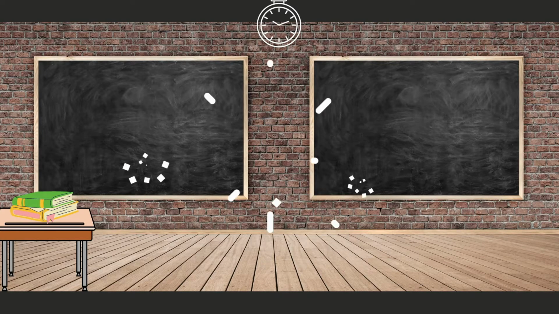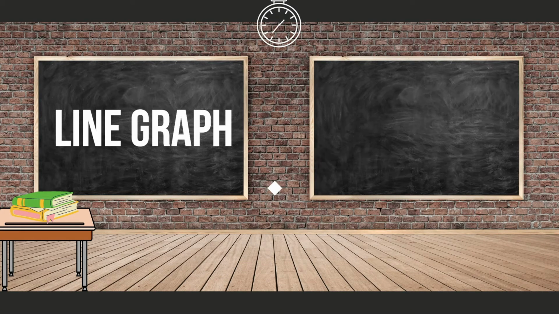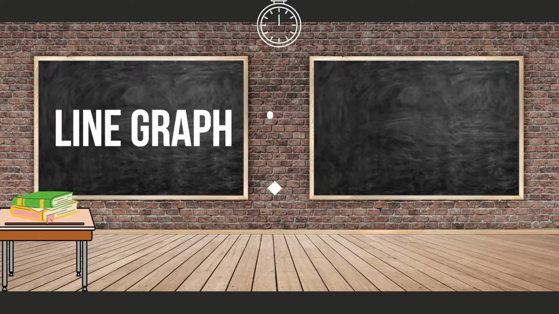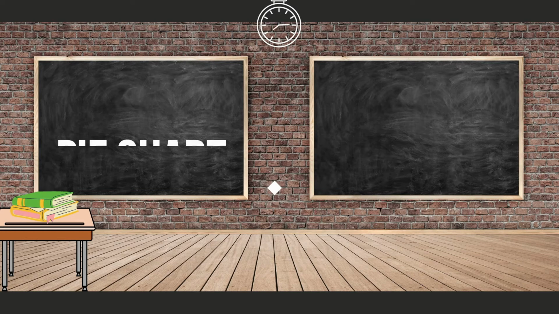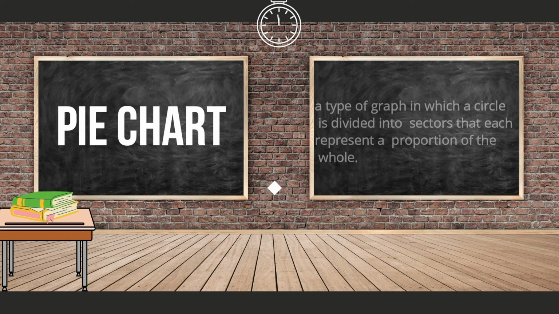Next, we have the line graph. It shows changes of data over a period of time. Here is again another sample. The third, we have the pie chart, which visualizes how the whole was divided into various parts.